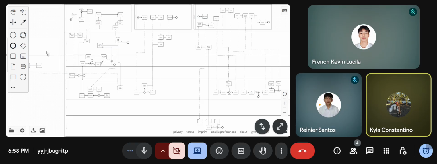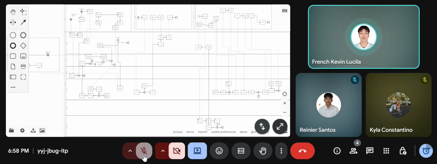Next po. The third lane represents the other offices involved, like the cashier's office, accounting office, and department head. After the registrar validates the forms, the cashier office processes the payment. The student pays tuition and any additional fees.